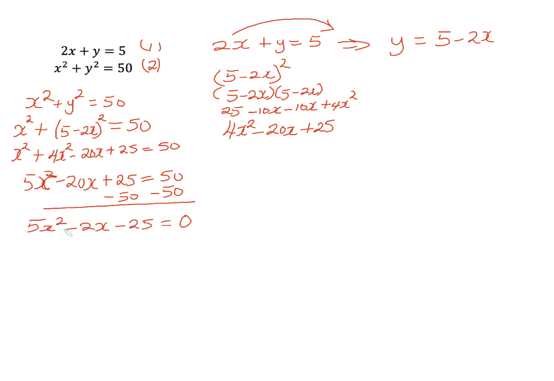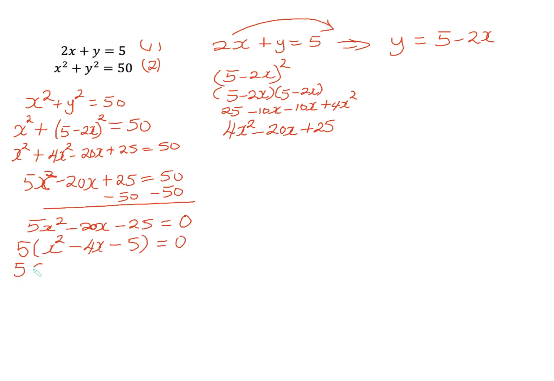Now, when I look at my quadratic, I notice I have a 5. Oops, here's my 2. That's supposed to be 20. My 20 and my 25. And I can factor out 5. So if I take out the 5, I end up with x squared minus 4x minus 5 equals 0.